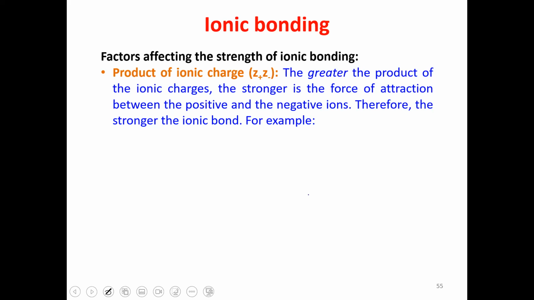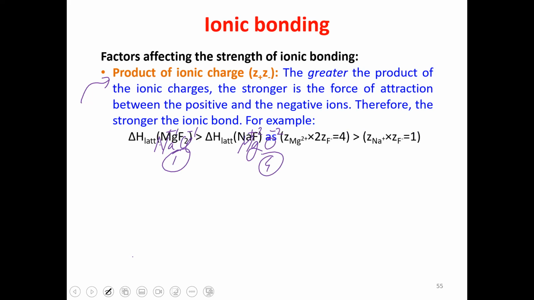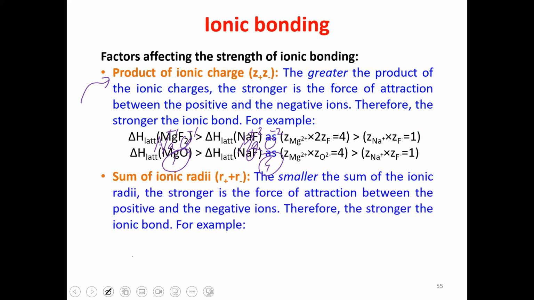Factors affecting the strength of the ionic bond. What is the first factor which controls the strength of the ionic bond? It is the product of the ionic charge. So if I have sodium chloride, it's +1 -1, so the product is 1. If I have magnesium oxide, +2 -2, here the product is 4. Do you remember magnesium oxide is a very, very strong lattice? Magnesium oxide is a very strong lattice because of doubly charged ions.